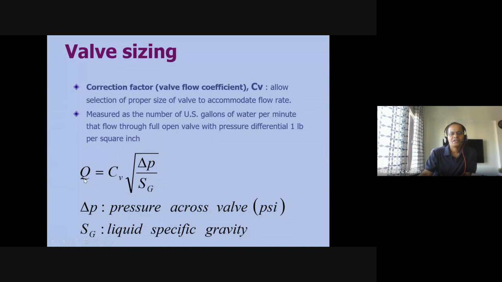So that is the CV calculation formula. Q is the flow rate, meaning how much water goes. That is equal to CV times the square root of delta P divided by G. So delta P is the pressure across the valve, this is the 1 psi here, and liquid specific gravity is a constant. So here the entire thing is constants.